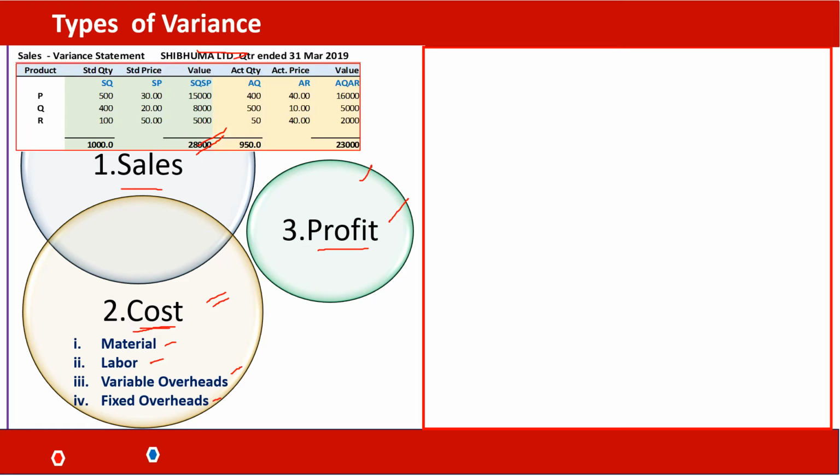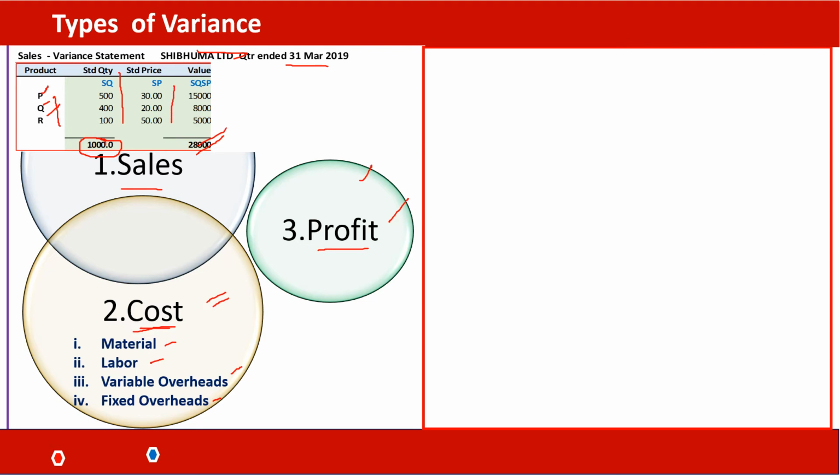And how does it work? For example, we are a company. We have 3 products. We make a sales budget. We say for a particular quarter, we need to sell 1000 units of P, Q, R, say 500, 400, and 100. This is the standard quantity. And we want to realize a sale proceed of 30, 20, and 50. This is our standard price. Standards for quantity to be sold, standards for price to be realized. Therefore, my standard sales value for the quarter has to be 28,000 rupees.